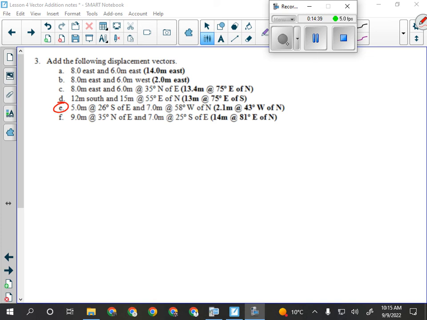I'm going to draw a line that's due east. I'm going to go 26 degrees south of that. Say that that's 5.0 meters. There's x, there's y. Now, my next line is 58 degrees west of north. So I've got to draw a reference line that's north, and then I've got to go 58 degrees west of that. So it's almost backtracking completely, almost, not quite.